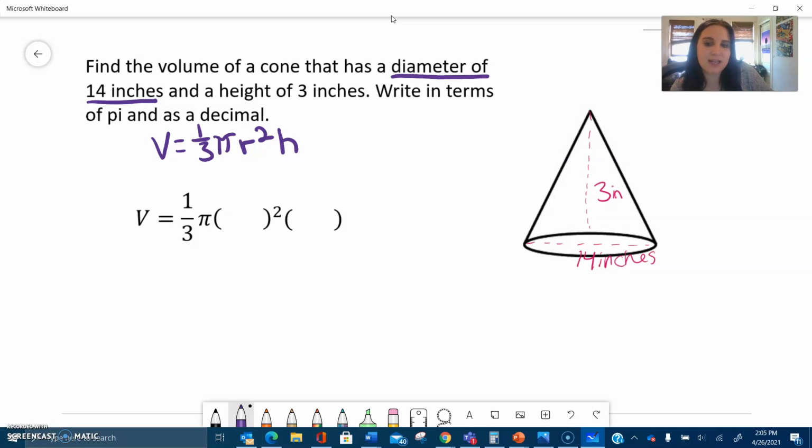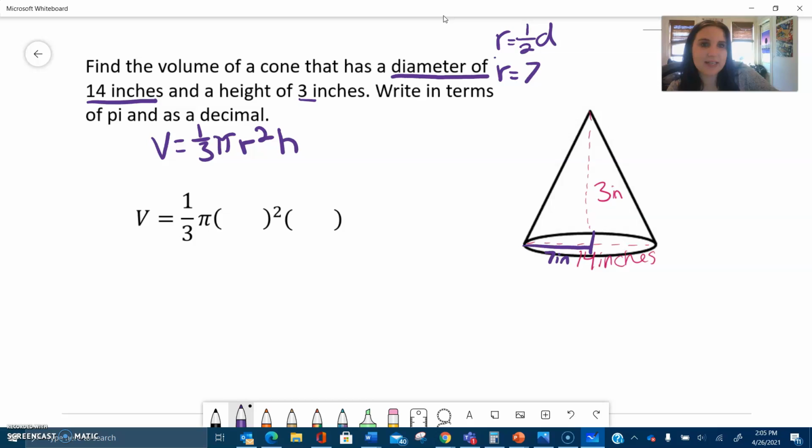So I know what the height is. I know the height is 3, but I don't know the radius. But I do know that the diameter equals 14 and the radius equals half of the diameter. So if my diameter is 14, that means my radius is half of that, which is 7. So this little radius here, half of it, is 7 inches.